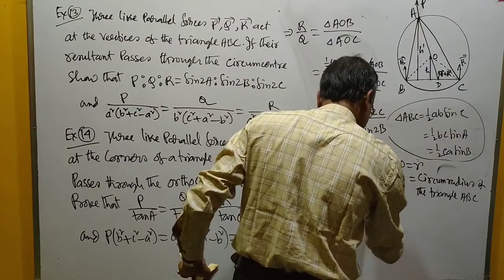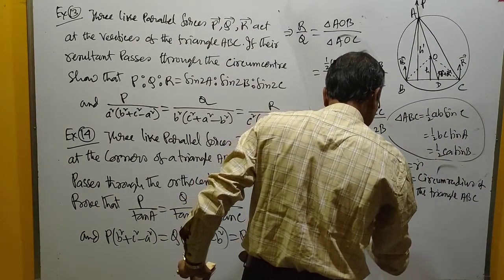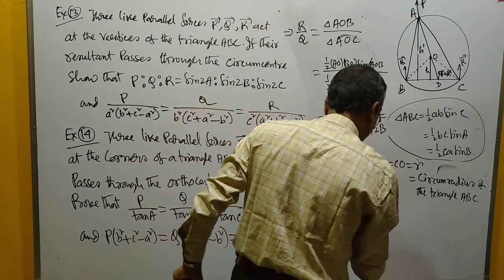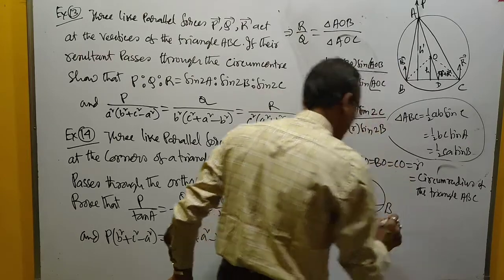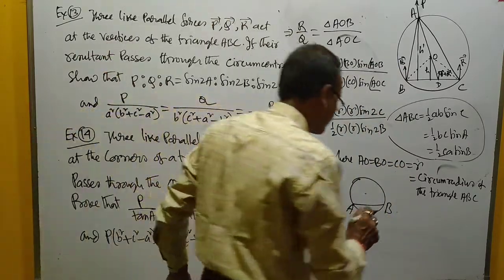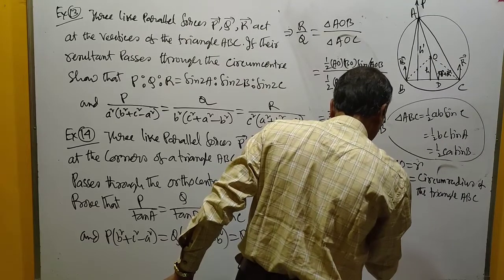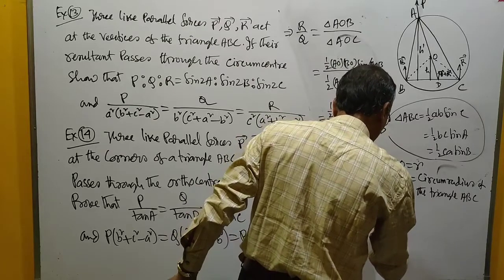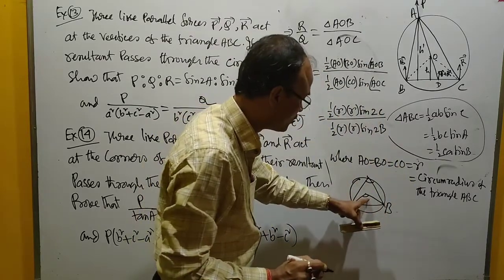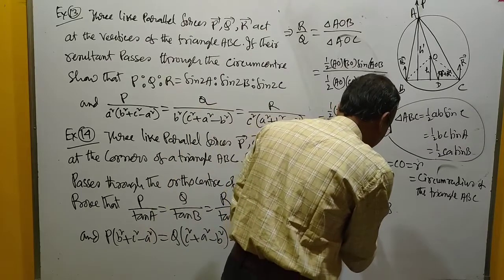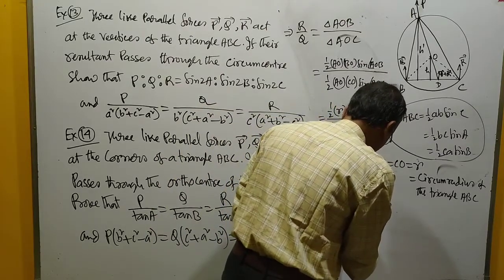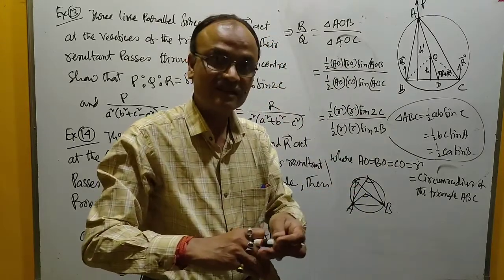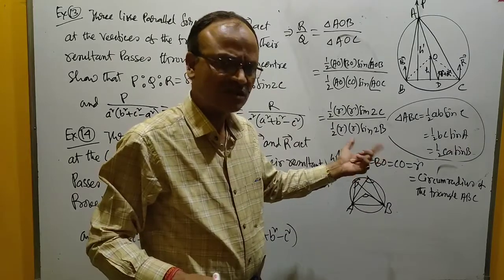Also, in any triangle ABC, suppose this is a circle. This is a chord, AB is a chord. The angle it makes at the center will be equal to 2 times this angle. You may write here also, this angle equal to 2 times this angle. This theorem has been applied here. You have already got this in class 9 or 10.